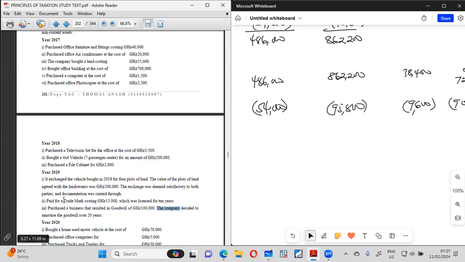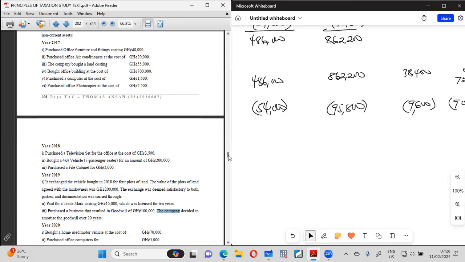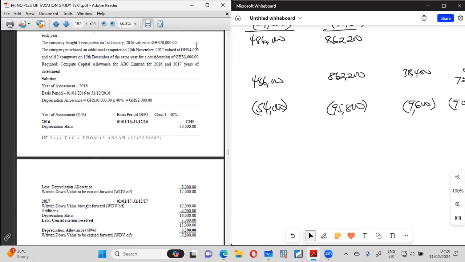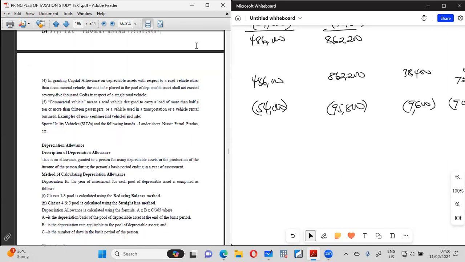Now, for a purchased goodwill, where do we place them? This is class intangible. Class 5, right? It's class 5. All right, so that is what we have there. It's class 5. But we said something about goodwill. Do you remember? So these are the things, this is where you take your note very, very seriously. It says something about goodwill.